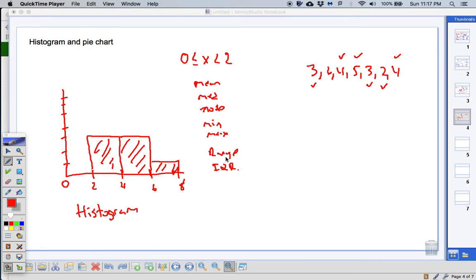You can't even find the range because you don't know the min and the max, and you can't find the IQR because you can't even find the median. So you actually can't find any of these things. Well, at least the exact numbers for them. So what is it good for? Well, it's good for looking at overall data.